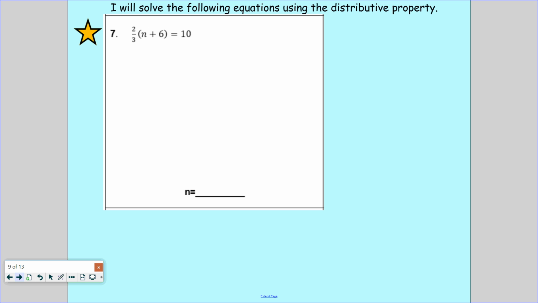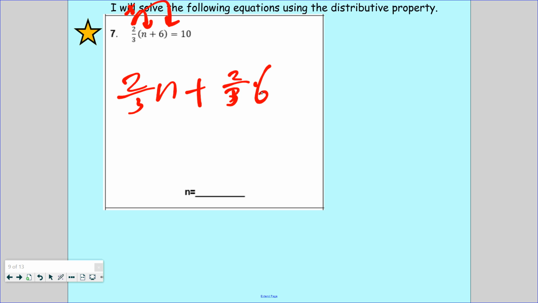Let's look at number 7. 2/3 n plus 6 equals 10. So I'm going to do the distributive property. 2/3 times n plus, what is 2/3 times 6 equals 10? So we have 2/3 n plus, what do you remember about multiplying fractions?